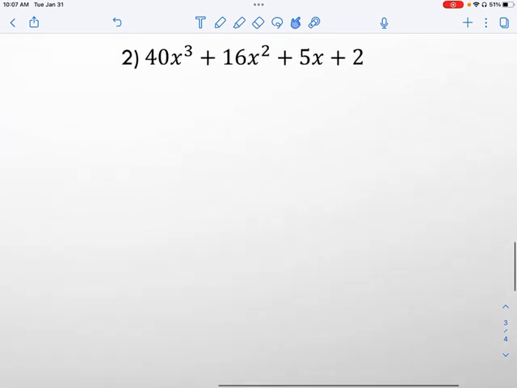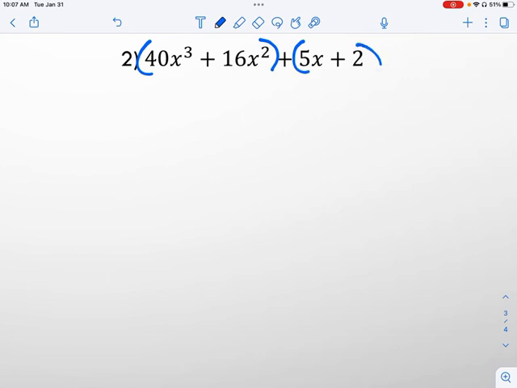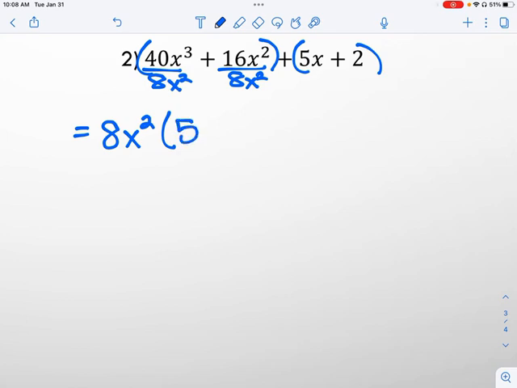Okay, let's try another one. So here on the second one, we're going to group, and then we're going to group again. So I start in the first one here. I have 40x to the third and 16x squared. So the greatest common factor there would be 8x squared. So we're going to divide by 8x squared, divide by 8x squared. So 40x to the third, 40 divided by 8 is 5. x to the third divided by x squared is x. 16 divided by 8 is 2. x squared divided by x squared.